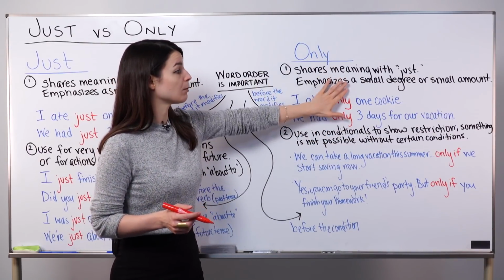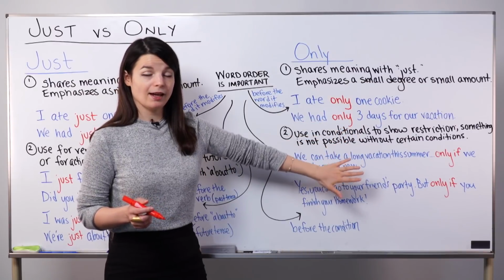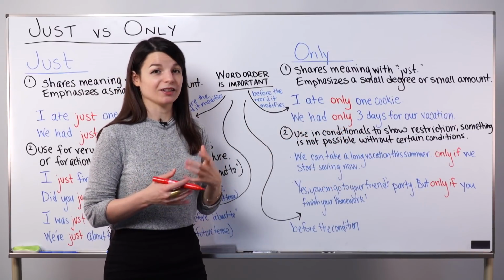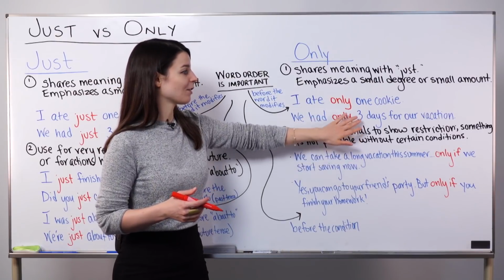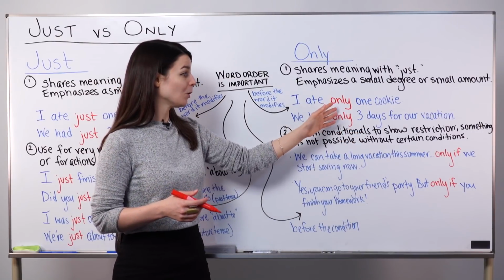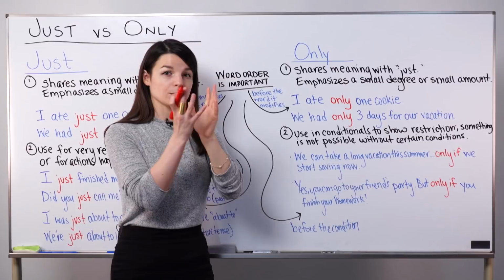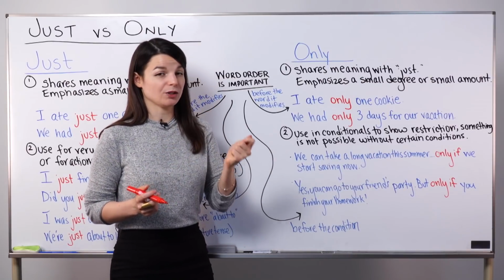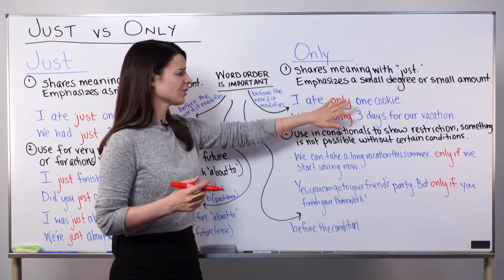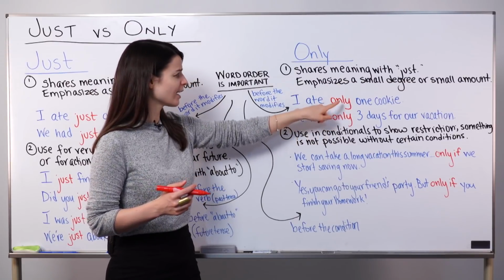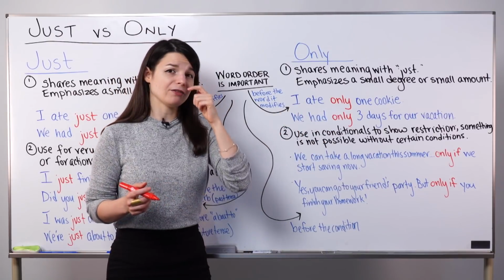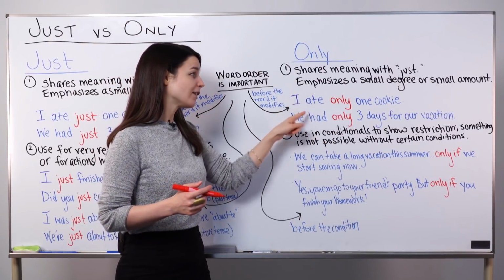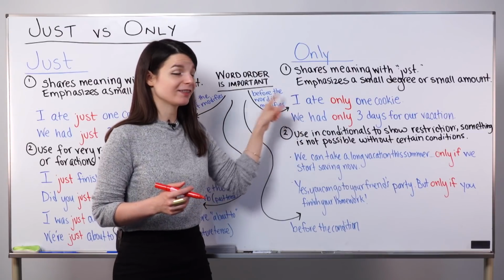So again, we can remove only from the sentence, and the sentence remains grammatically correct. We're just emphasizing one, or 3 in this case. And using only shows the speaker feels it was a small amount or a small degree. If we position only somewhere else in the sentence, like I only ate one cookie, or we only had 3 days for our vacation, then it modifies the verb and it changes the sentence.